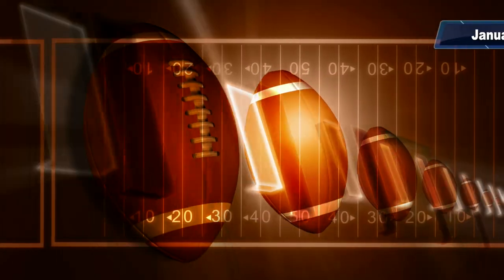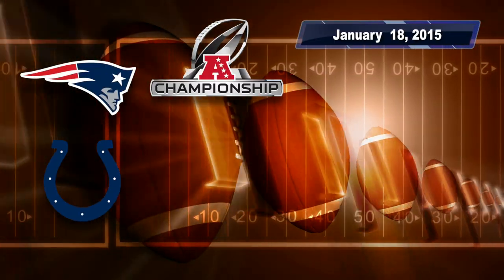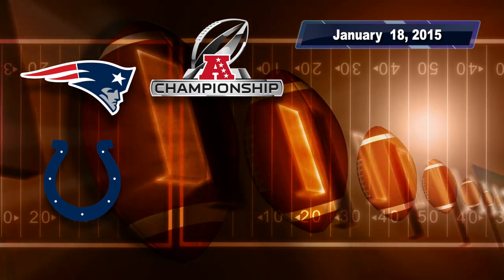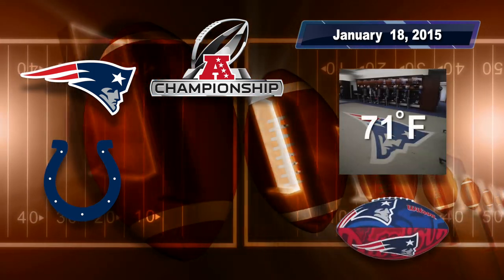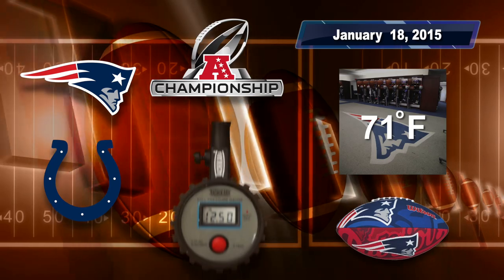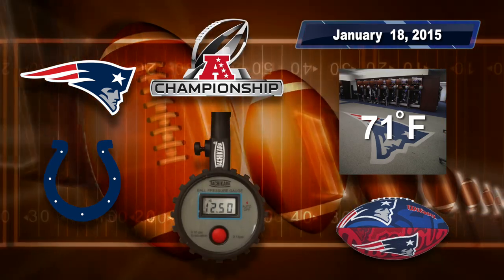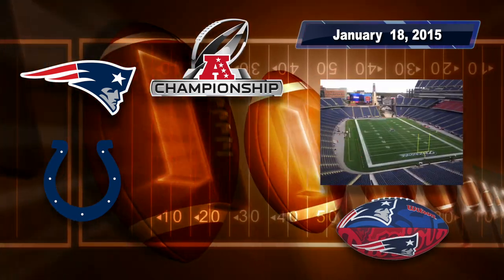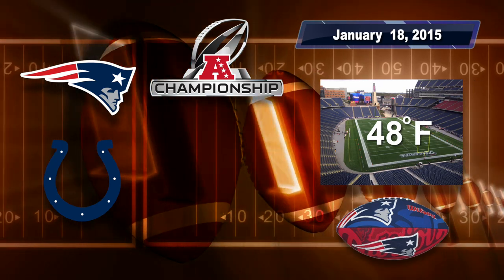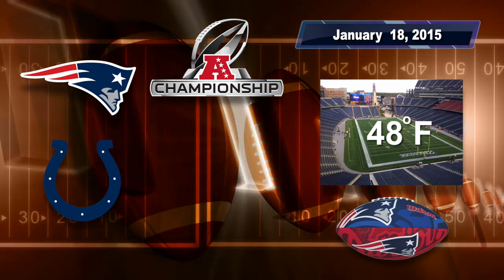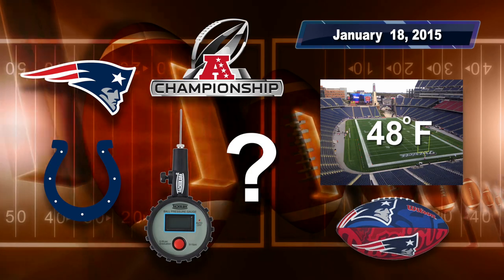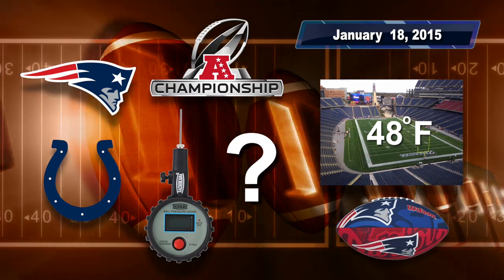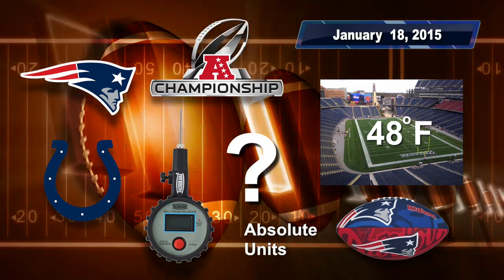The game conditions for the 2015 AFC Championship game were as follows. Several hours before the game, the Patriots' footballs were measured in a 71 degree Fahrenheit locker room to have a pressure of 12.50 psi. The balls were then taken onto the playing field where the temperature was 48 degrees Fahrenheit. For our next activity, I want you to use Gay-Lussac's law to compute the predicted psi levels of the Patriots' footballs during the game. And again, remember to use absolute units.